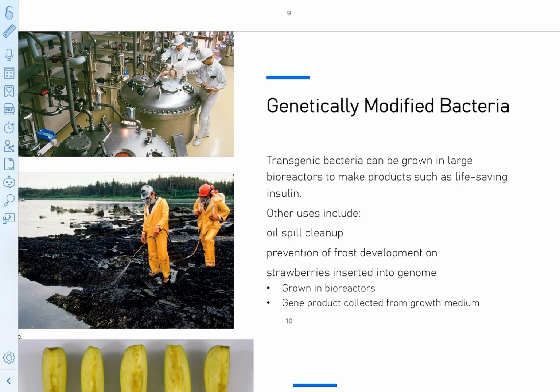Aside from medical uses, genetically modified bacteria can also be utilized in environmental and industrial applications. So, for example, we can use genetically modified bacteria in bioremediation. So, for example, to help clean up oil spills, they can go in and they can break down harmful hydrocarbons that are present in the oil. Another example of the use of genetically modified bacteria is to help prevent frost damage in crops. So by inserting specific genes, these bacteria can actually produce proteins that protect the plants from freezing temperatures, helping reduce the risk of crop loss.